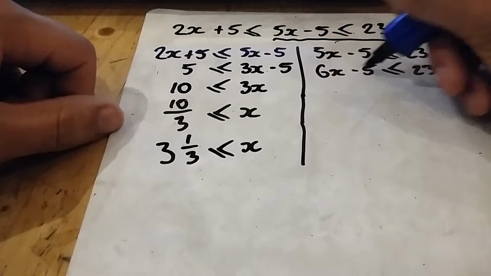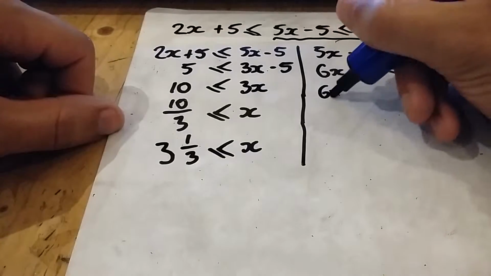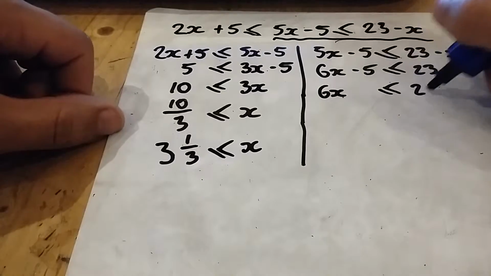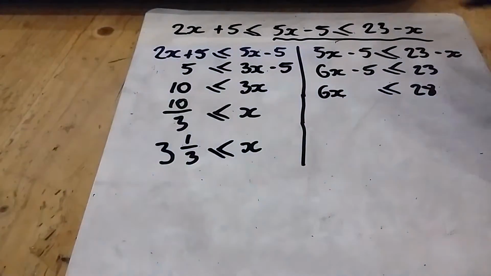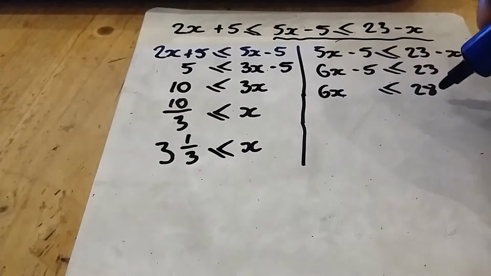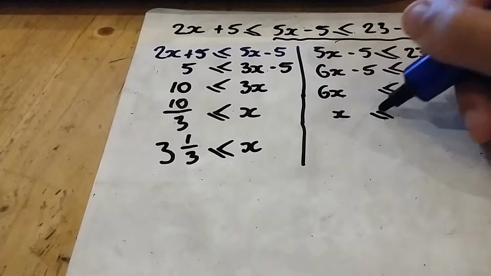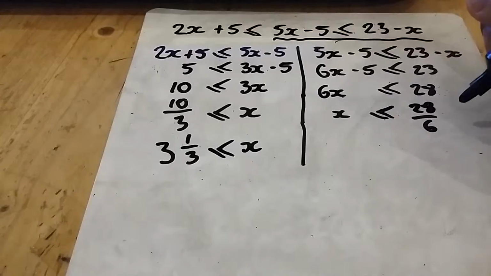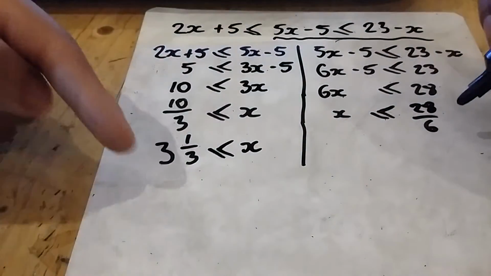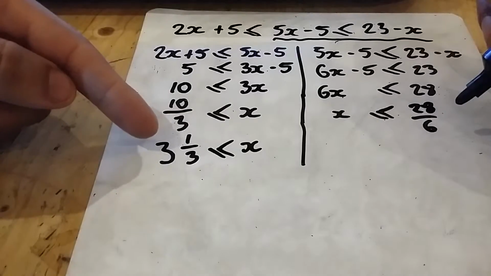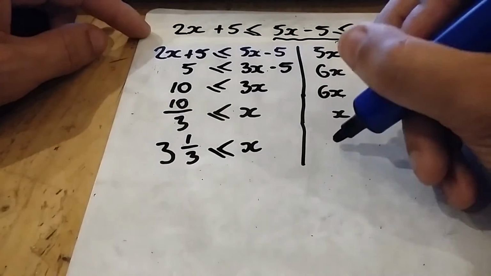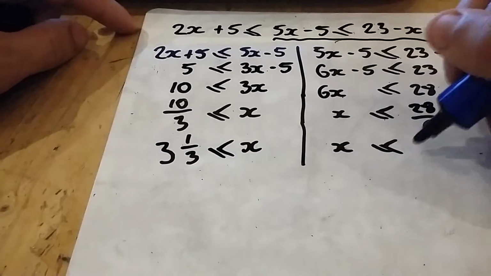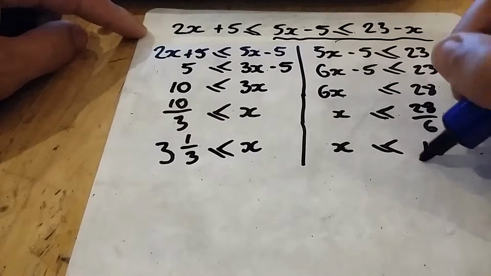Okay, I need to get rid of this minus 5, so I add 5 to both sides. 6x is less than or equal to 28, because I've added 5 to both sides. Nearly there. So now I need to divide both sides by 6 to get x on its own. So x is less than or equal to 28 over 6. Right, I need to simplify this, because if you notice, our other inequality solution for x is in thirds. So x is less than or equal to 14 over 3.